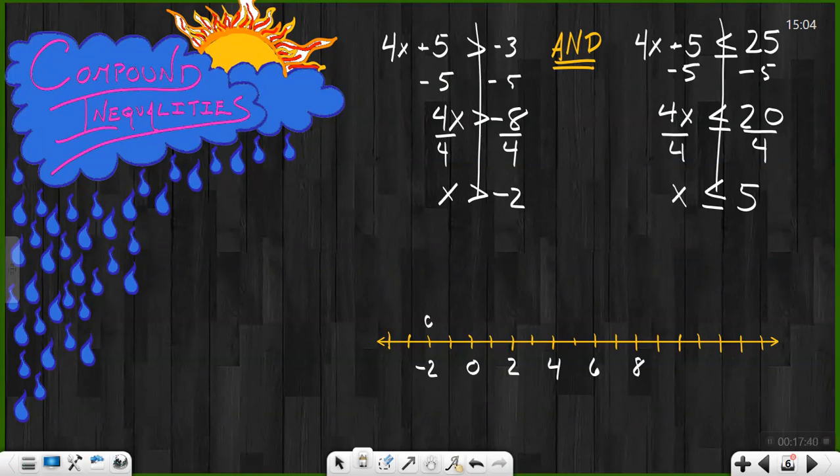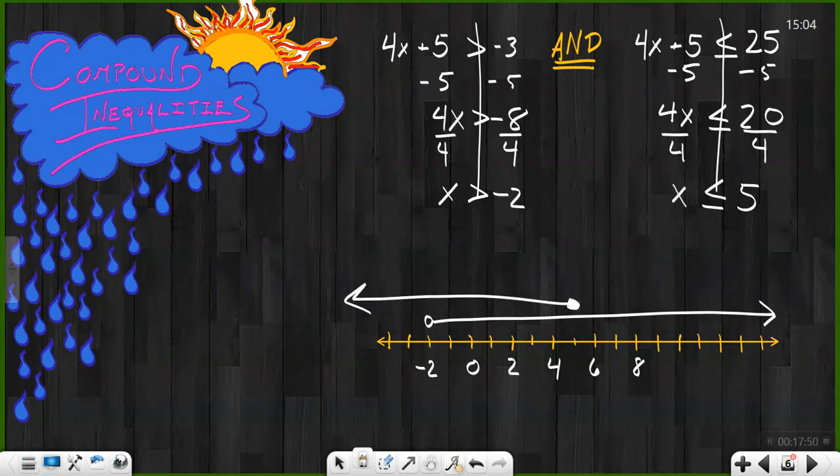X is greater than -2, so open circle at -2, and it's everything greater than. All right, x is less than or equal to 5, so closed circle at 5. And everything less than, and I look for overlap. Where are both of them true? Well, right here, from -2 all the way up to and including 5.